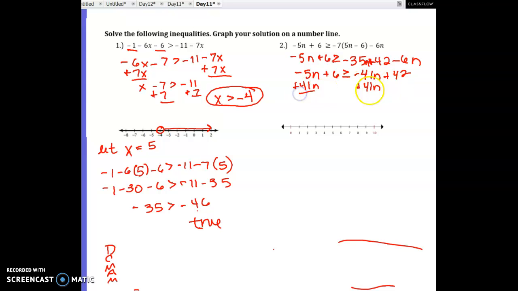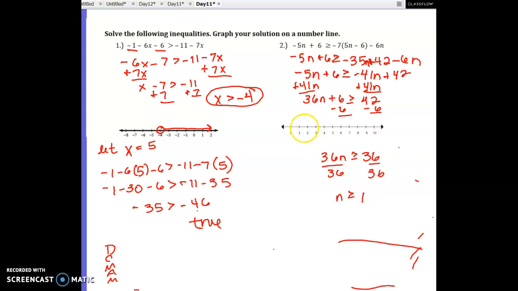Okay, and when I do that, I end up with 36n plus 6 is greater than or equal to 42. I then subtract my 6 from both sides, and I've got 36n is greater than or equal to 36. Okay, I then divide by 36, and my n is greater than or equal to 1.